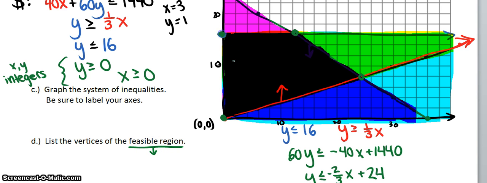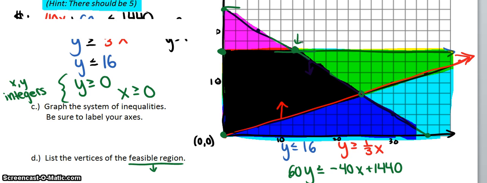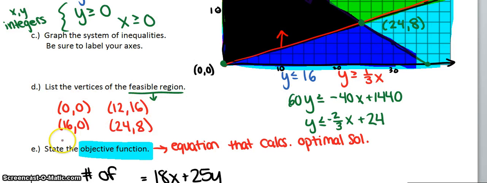You can do this by just looking at the graph and counting, but if they're fractions, you're going to have to do that by finding where the 2 lines intersect. So this vertex would be where this line and this line intersect, which you can solve algebraically using a system. So pause the video and do it with whatever method you choose. Okay, so these are my 4 vertices of the feasible region. I did it by counting, so just check your work with mine.